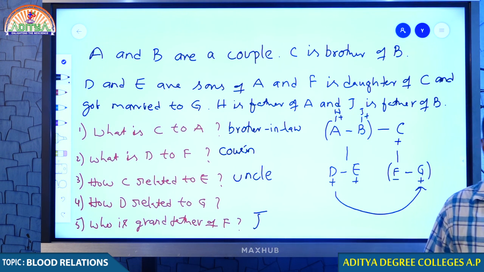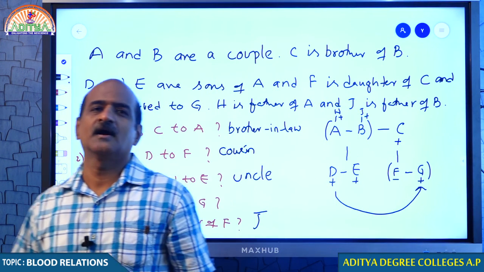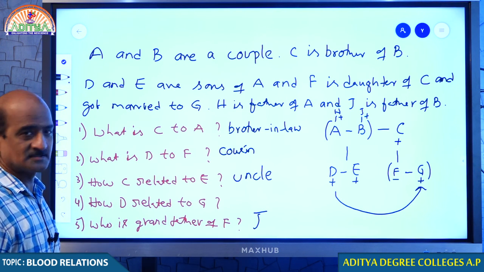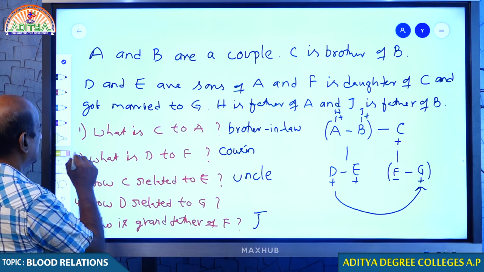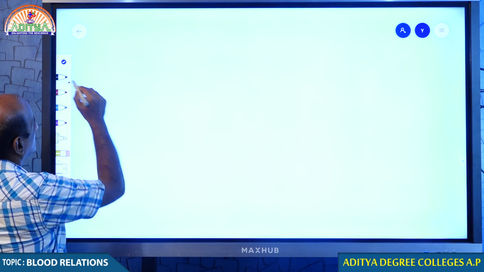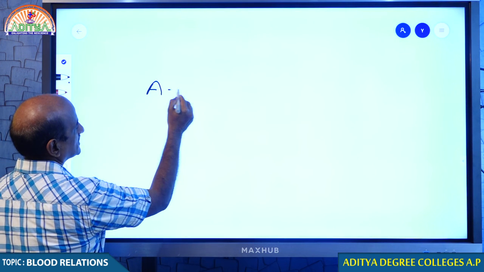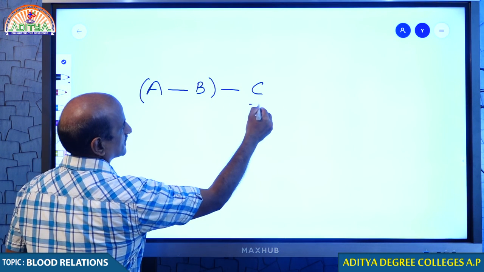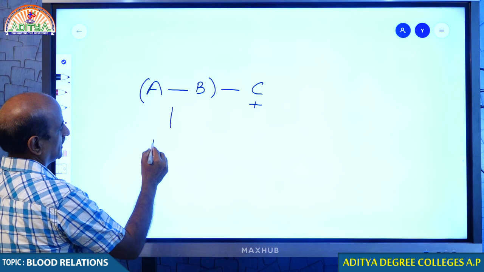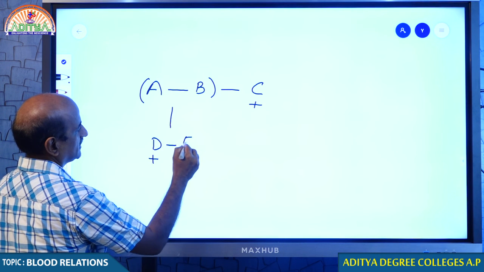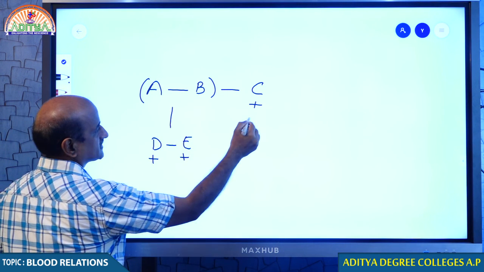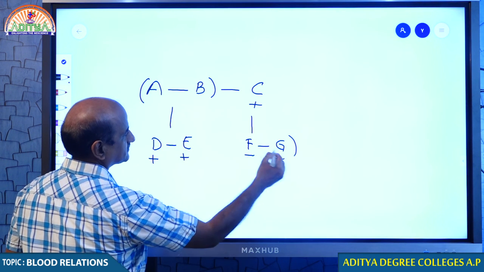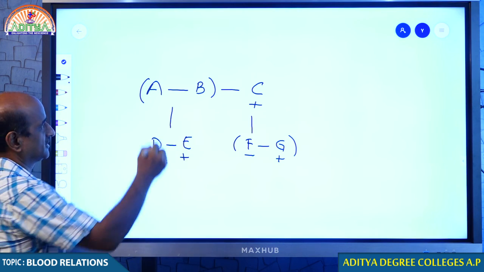Okay, students, now please look at that. Question number 4, I believe that you made some mistakes. To clarify that, I need to discuss this question again. Tell me, students, what information I gave you. The first information was A and B are a couple and C is brother of B. Then I mentioned that D and E are sons of A, of course AB's sons, and F is the daughter of C, she got married to G. So that was the information I gave you.